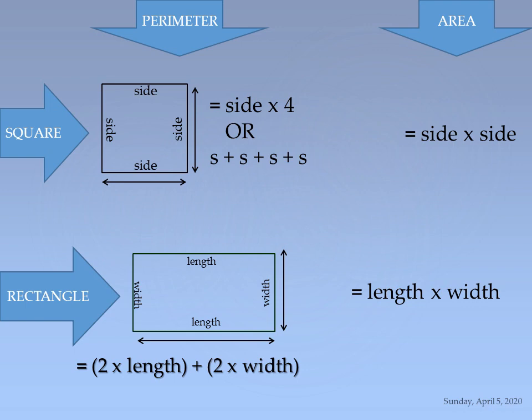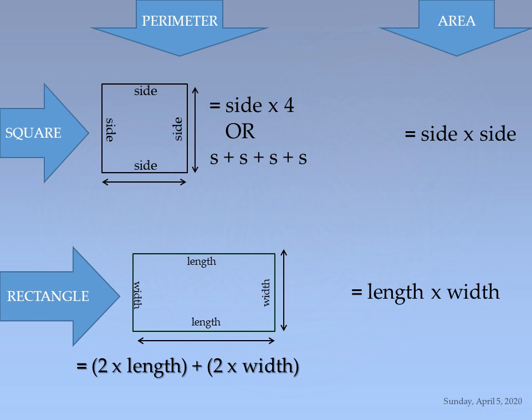We have the length up and down, and we have the width on the left and on the right. So, to find the perimeter of this rectangle, we have to add all the sides. So that will be length plus length plus width plus width. Now that we know that our lengths are the same, we can equally say 2 times length plus 2 times width. So let's have another example.